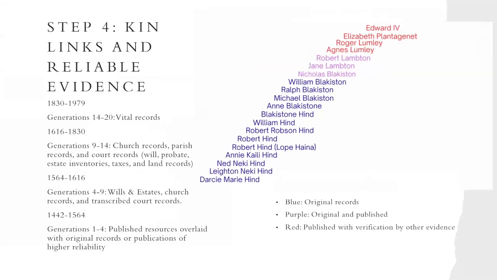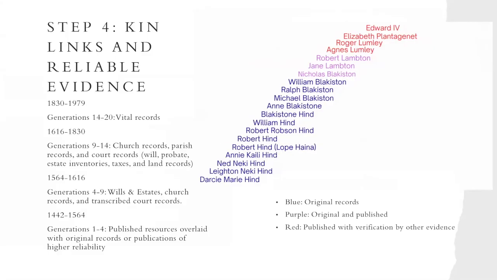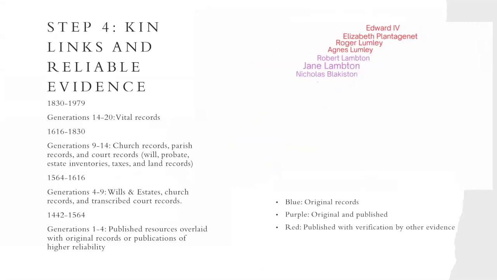Step 4 for kin links and reliable evidence. Names, dates, locations, and connections were then verified with evidence and cited on the applications. Generations 14 through 20 were verified with vital records.